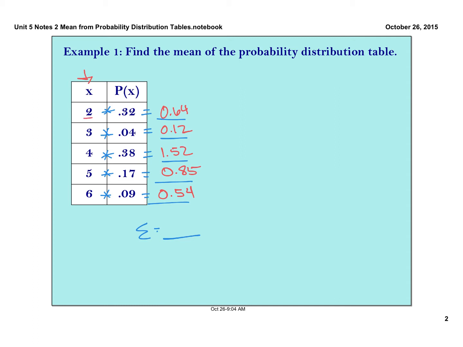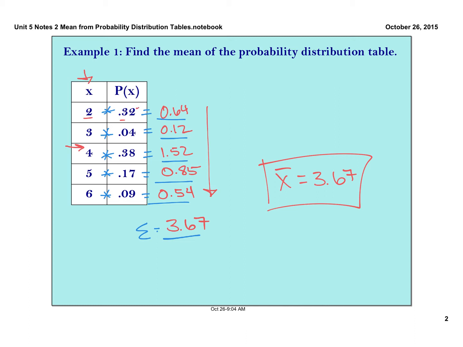We take the value times its corresponding probability, then we add all of these things up. So if I add up 0.64 plus 0.12 plus 1.52 plus 0.85 plus 0.54, I get 3.67. Now, for my mean, what you want to pay attention to is, did you get a mean that's actually in your table? 3.67 is about here-ish, just below the 4, and that makes sense in our table.